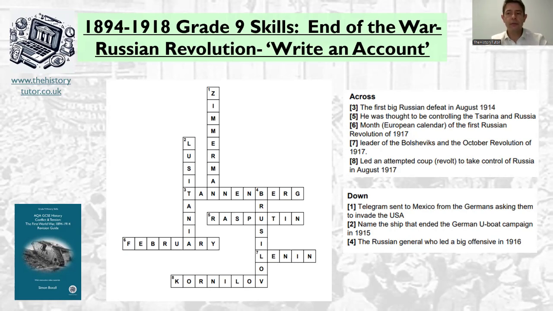Leader of the Bolsheviks and the October Revolution. You should find Lenin there. And number eight, led an attempted coup to take over control of Russia in August 1917. So Kornilov. Okay, so hopefully you know where it's on. If you don't, have a look back through the America page and the Russia page, and start to think about the Americans joining the war and Russia leaving the war. They are slightly interlinked, and you can use them in your answer to help explain your wider ideas.